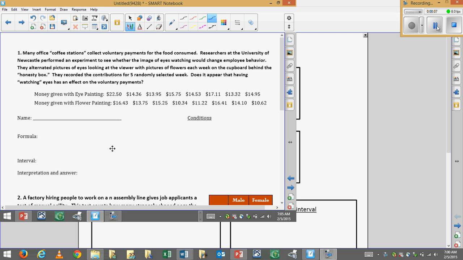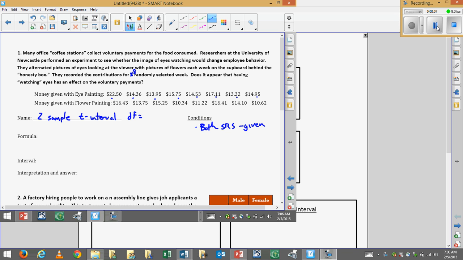That wasn't 5 randomly selected weeks. This looks like a lot more than 5. So that's 1, 2, 3, 4, 5, 6, 7, 8. They did 8 weeks of this for each one, and it's random. Does it appear that having watching eyes has an effect on the voluntary payments? Well, this is a two sample, right? We're comparing two samples. We don't know sigma, so it's a two sample t interval. Since we wrote t, we need to go ahead and jot down that we're going to get degrees of freedom in just a minute, but we'll get there. Conditions, they're both from a random sample. That's given.